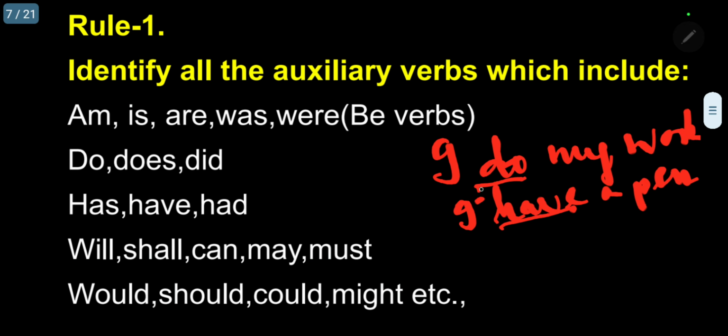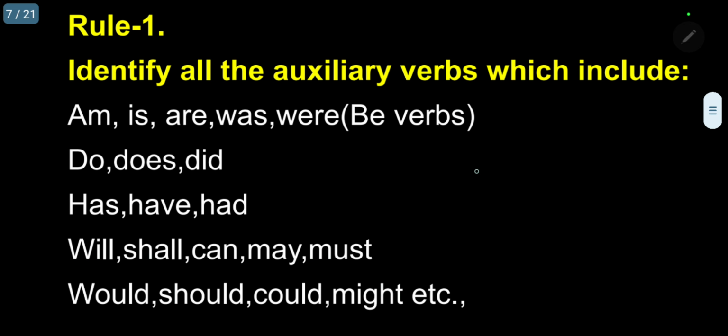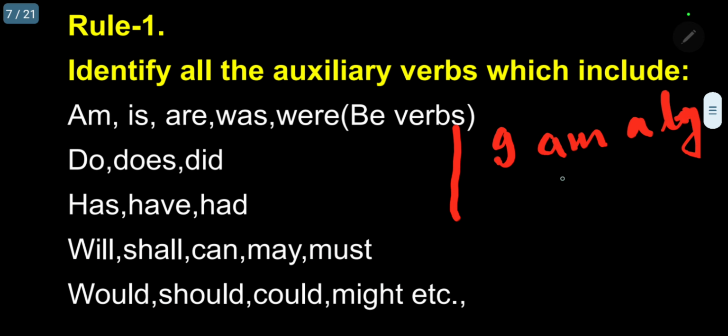Please follow. Another interesting information is, I told you, when we are using these first three verbs, they will act as a main verb as well as an auxiliary verb. So in that case, I will give an example. I am a boy. I told you, here am is a main verb.